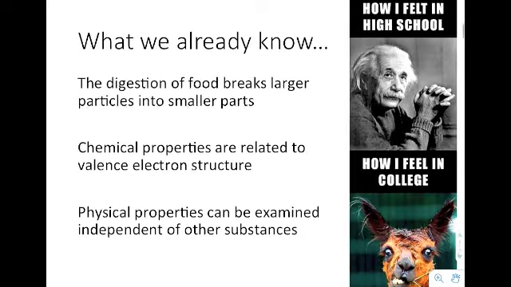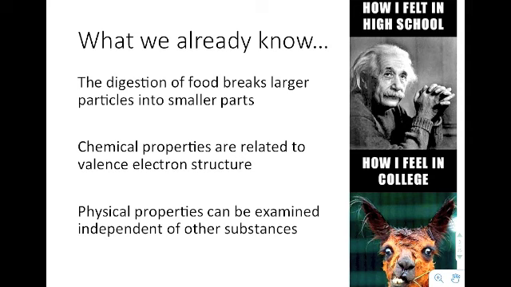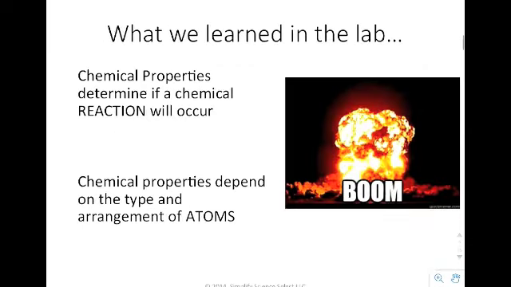So here's what we already know. From middle school, we know that the digestion of food breaks larger particles into smaller parts. We know that chemical properties are related to valence electron structure from earlier grades, and we also know that physical properties can be examined independent of other substances. Okay, so now here's what we learned in the lab.